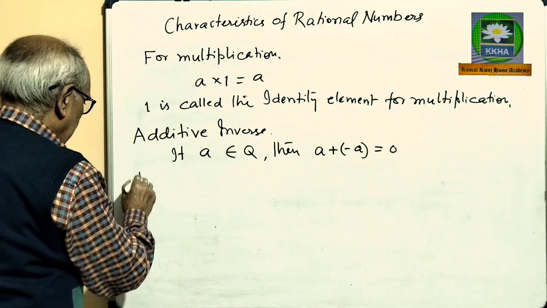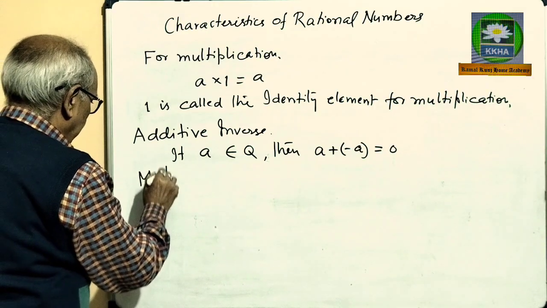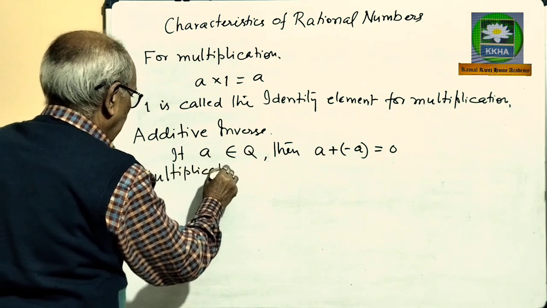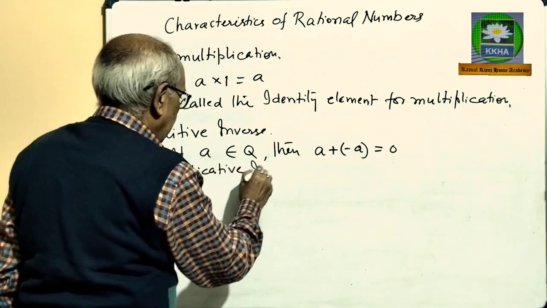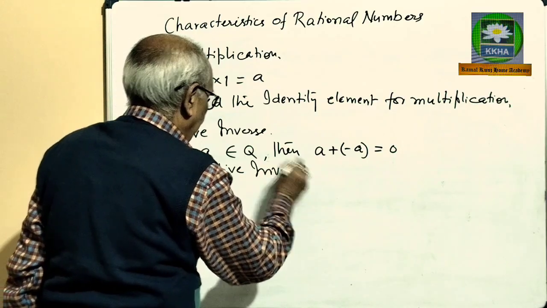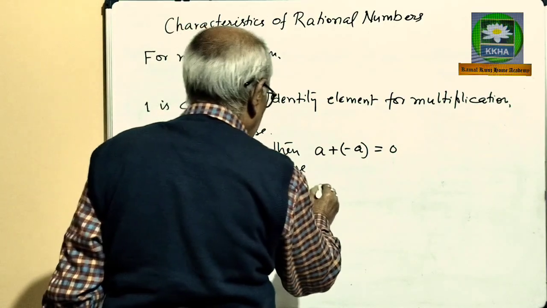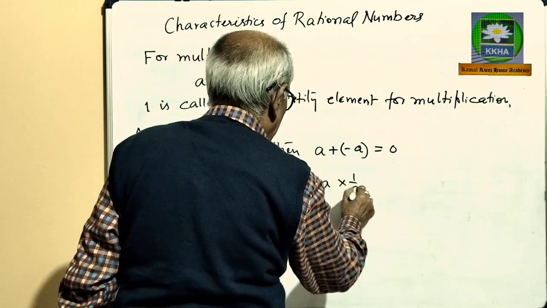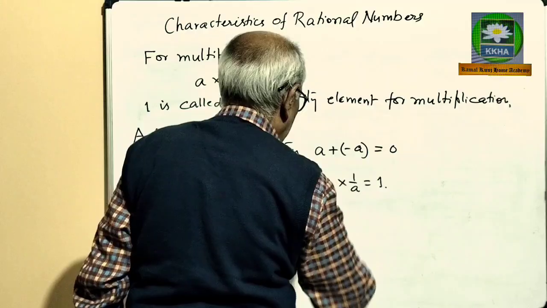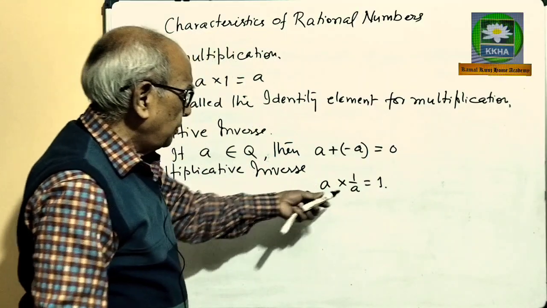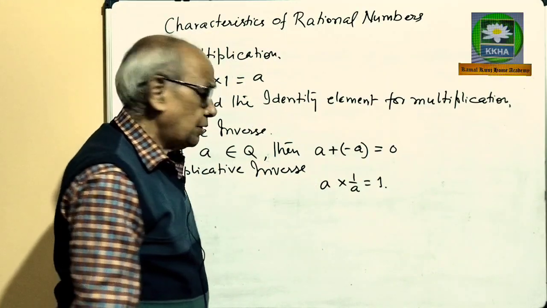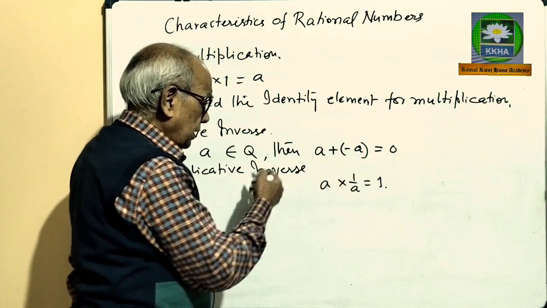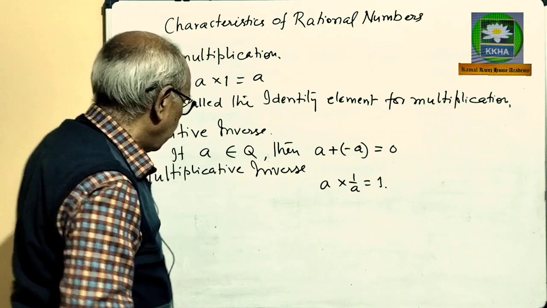And multiplicative inverse. A multiplied by 1 upon A is equal to 1. So A and 1 upon A are multiplicative inverses of each other. 1 upon A is the multiplicative inverse of A and A is the multiplicative inverse of 1 upon A.